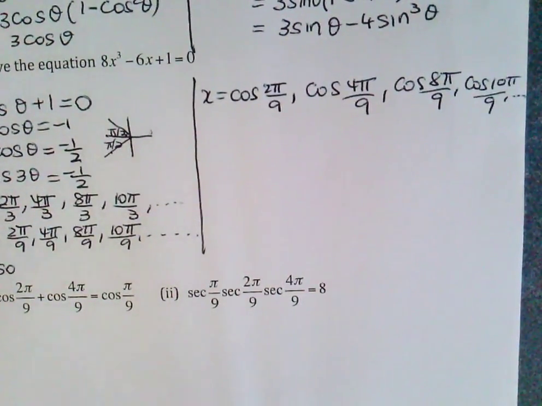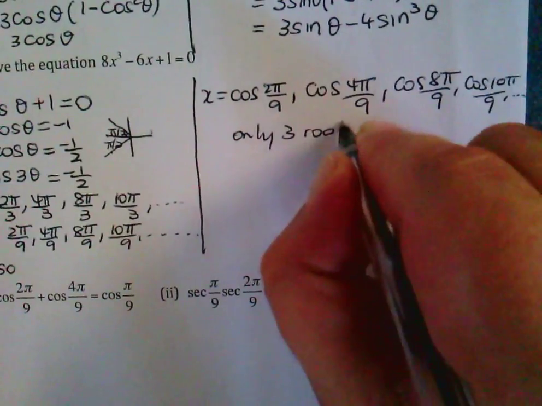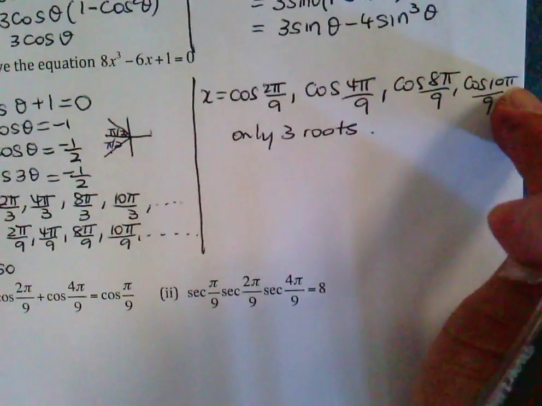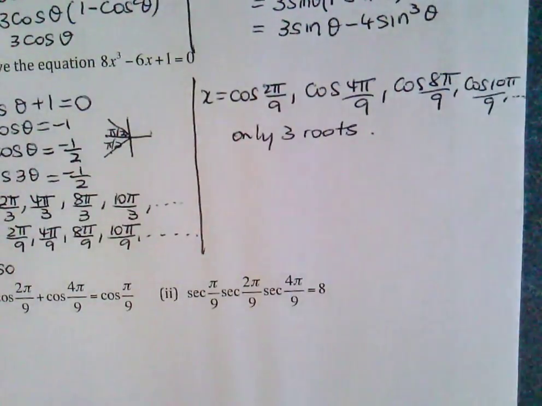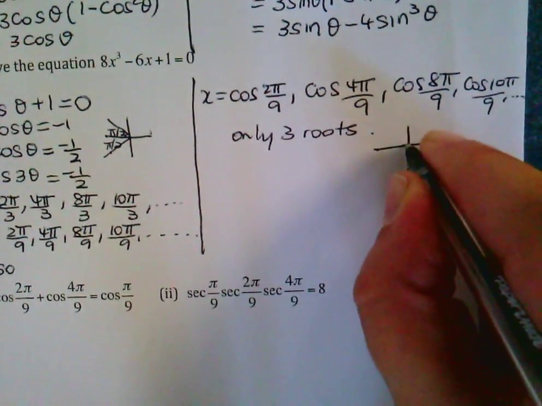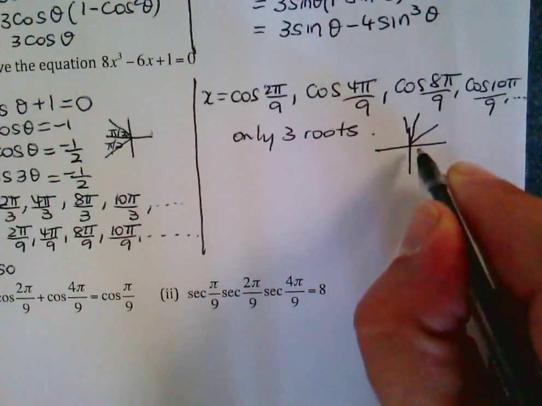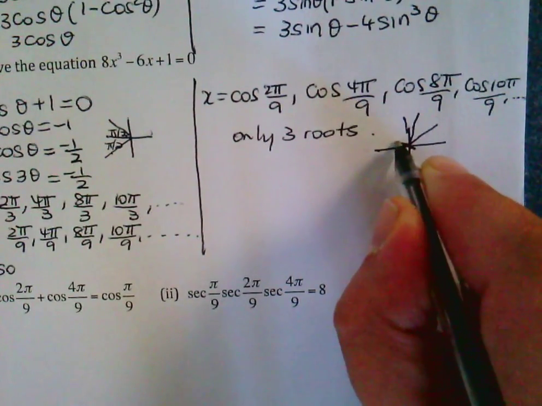Now, remember a cubic equation only has 3 roots, okay? So there are only 3 roots or solutions to this. So we just need to see which ones are the double ups, okay? One of them will be a double up. Remember that cos of 10 pi on 9 is minus cos pi on 9. Just going to have a quick sketch of where these are. There's 2 pi on 9, 4 pi on 9, 8 pi on 9. Isn't that down here? No, it's here. 8 ninths.